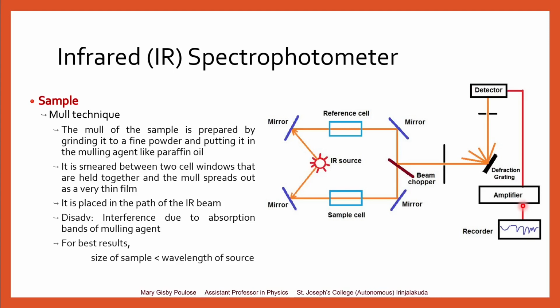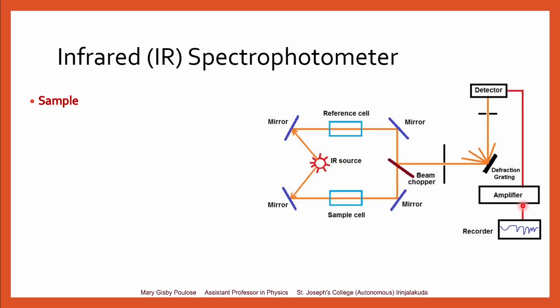Now for best results, the size of the sample should be less than the wavelength of the source light. The thickness of the mull should be very small, less than the wavelength of the source light. Thus, we can reduce the interference effects.